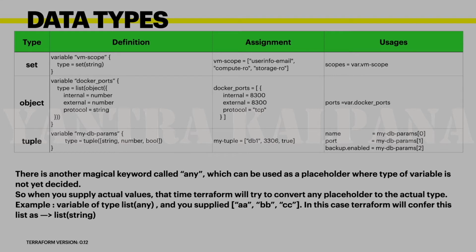Any can be used as a placeholder where the type of the variable is not yet decided. So when you supply the actual values where the type of the variable is any, at runtime Terraform will try to convert them to the actual type of data. For example, if you define a list of any type and you supply a list of strings, it will automatically convert it to a list of string type.